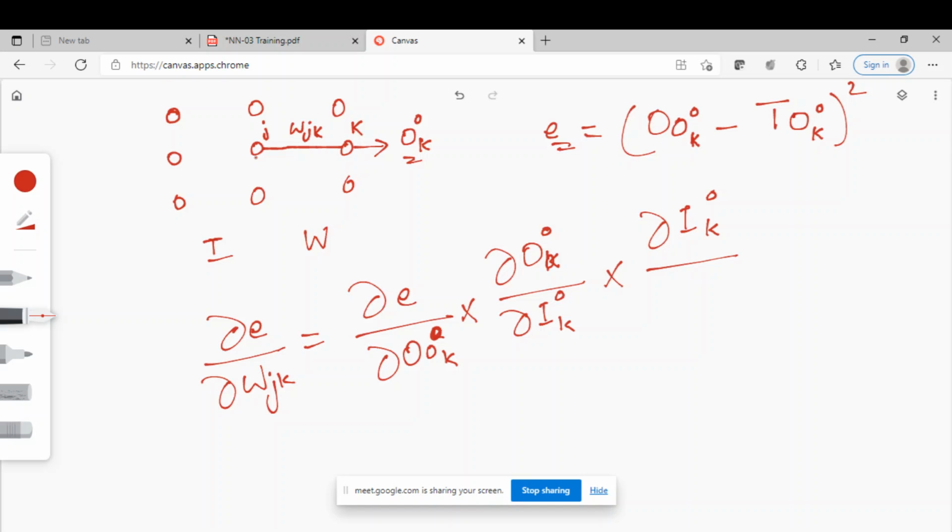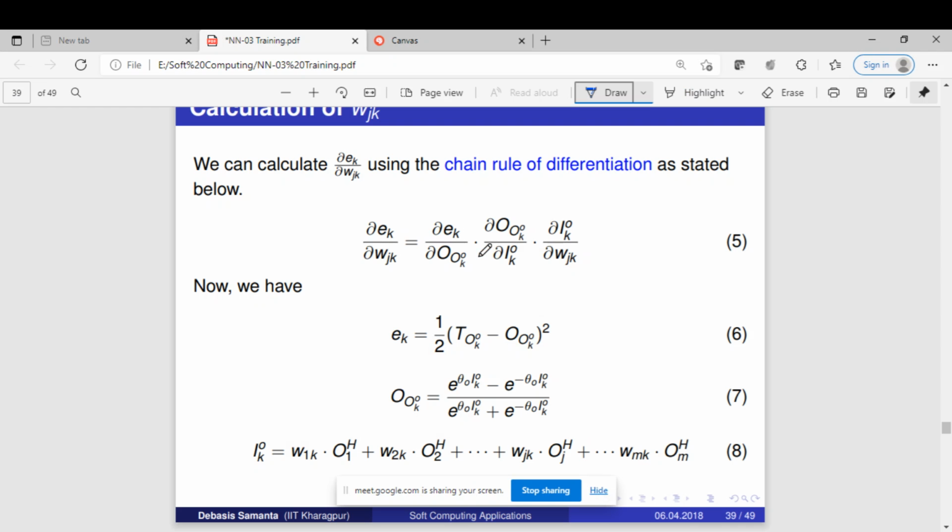Okay, it's same, right? So dou E_k with respect to dou W_jk is nothing but dou E_k with respect to dou O_k, then again differentiate dou O_k with respect to dou I_k, then differentiate dou I_k with respect to dou W_jk. Now all these things we have to solve individually. Then only we can solve this equation. So first let us take E_k.